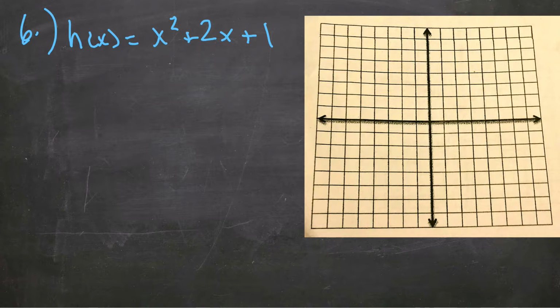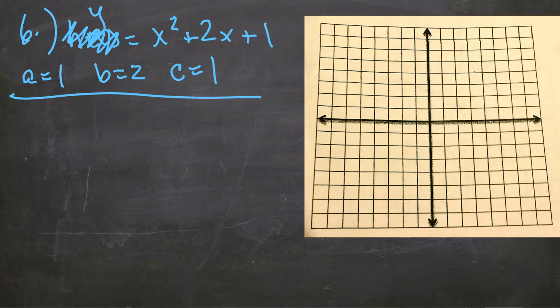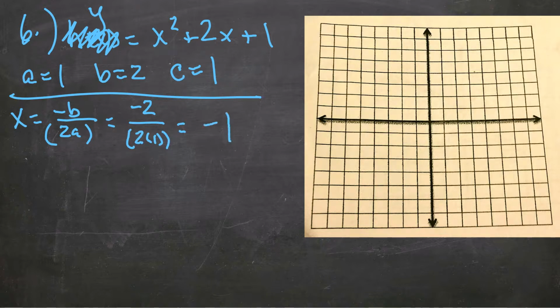All right, number 6, we have h of x equals x squared plus 2x plus 1. Remember, don't let that h of x trick you. If you don't like it, just cross it out and put y. A is 1, B is 2, C is 1. Right? X equals the opposite of B all over 2a. So I have the opposite of 2, so negative 2 all over 2 times 1. So I get negative 1.